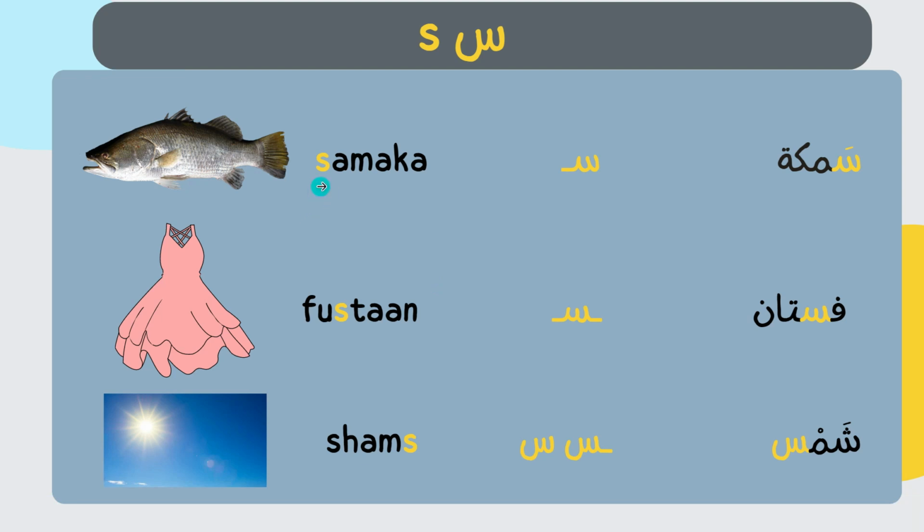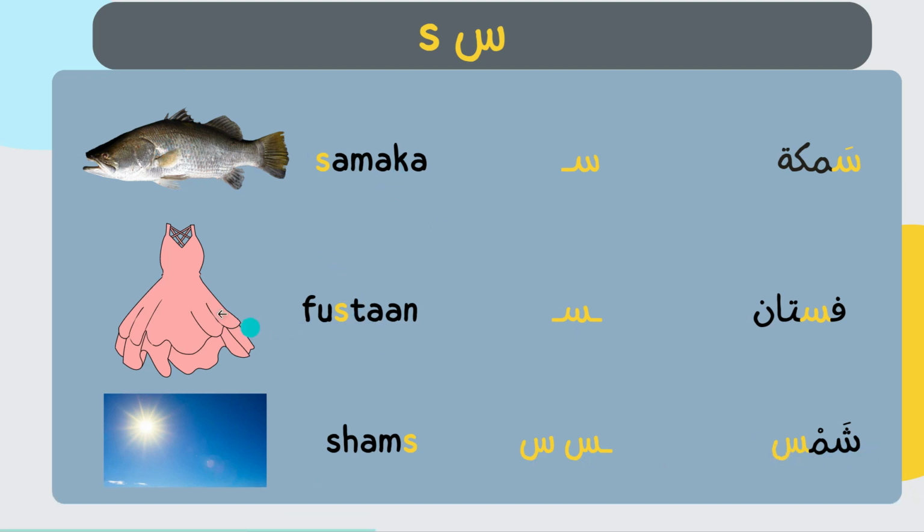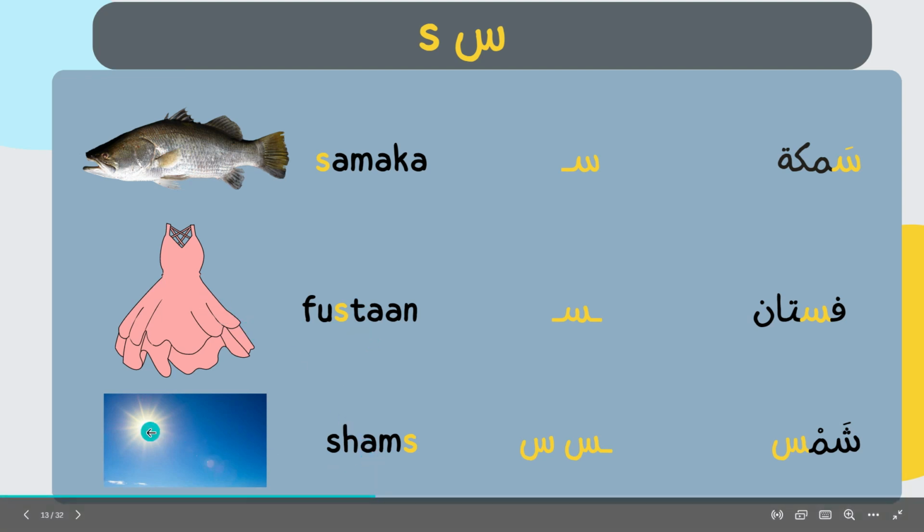So it's your turn to read the first word. سمكة, سمكة. Second word, your turn. فستان, فستان. Third word, your turn. Shams, shams. Samaka is fish, fustan is dress, and shams is sun.